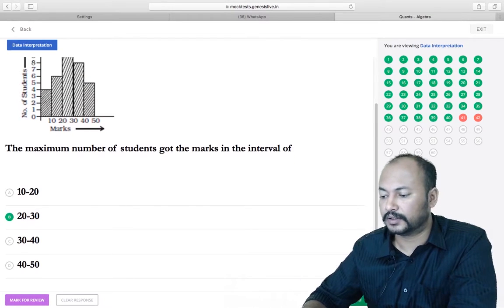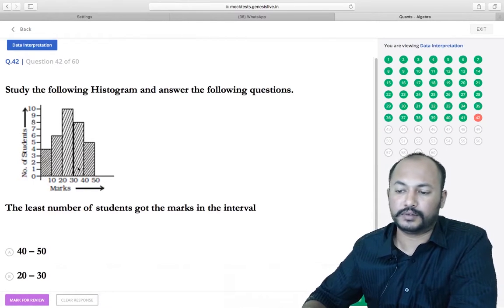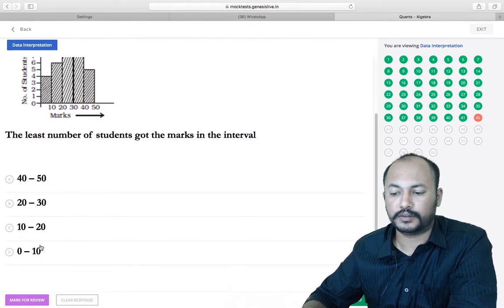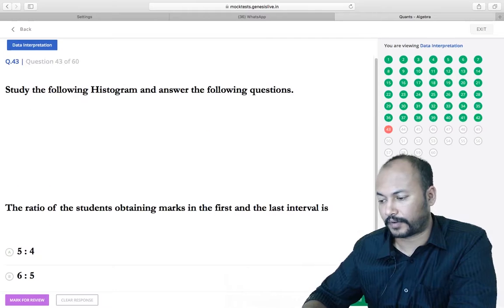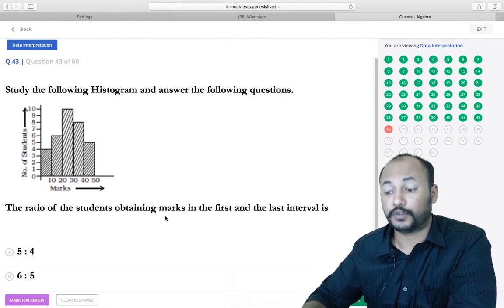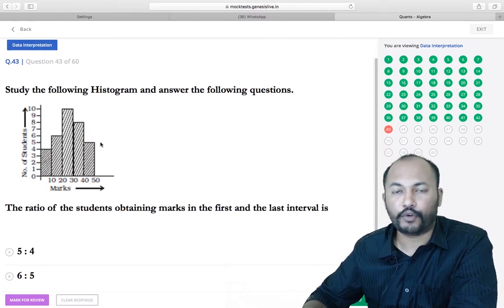Hope this is clear. The least number of students got the marks in the interval. Again, very simple, straightforward question. 0 to 10. It's only 4 students. 0 to 10 is option D. The ratio of students obtaining marks in the first and last interval: in the first interval, 0 to 10, it is 4. Last interval it is 5. 4 is to 5. Simple.